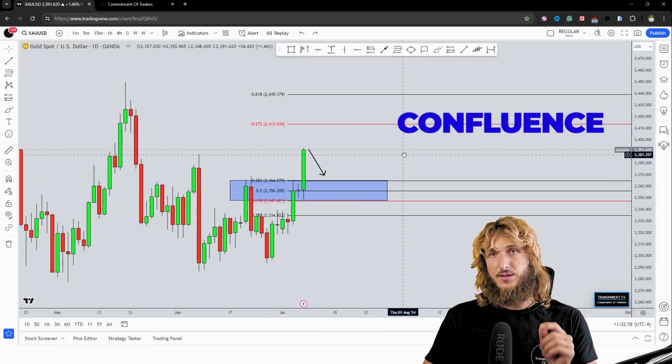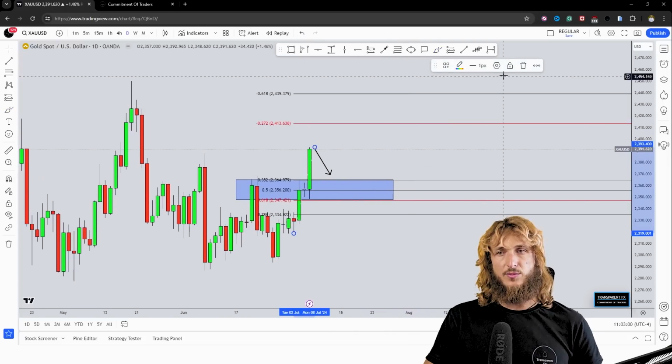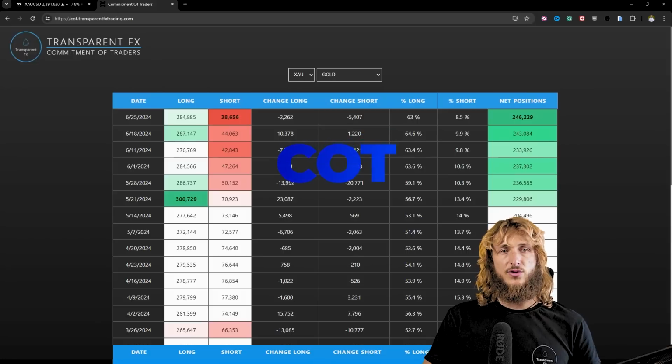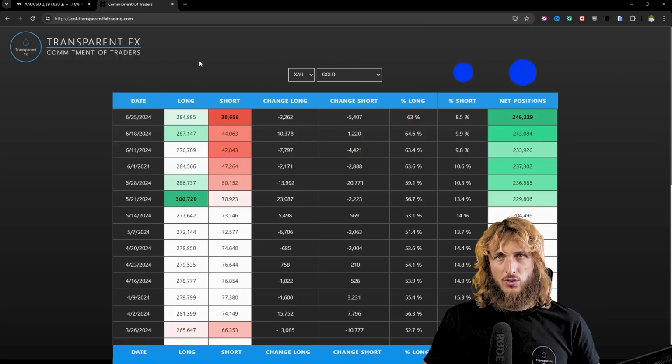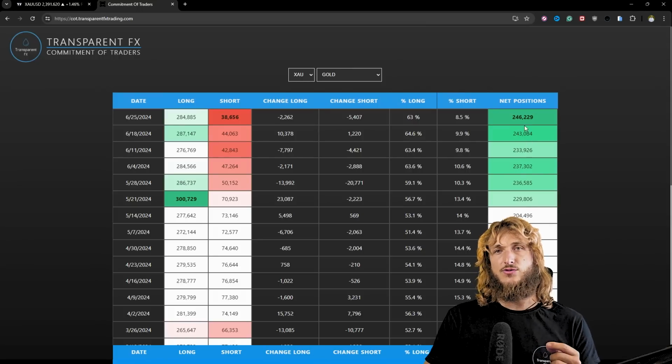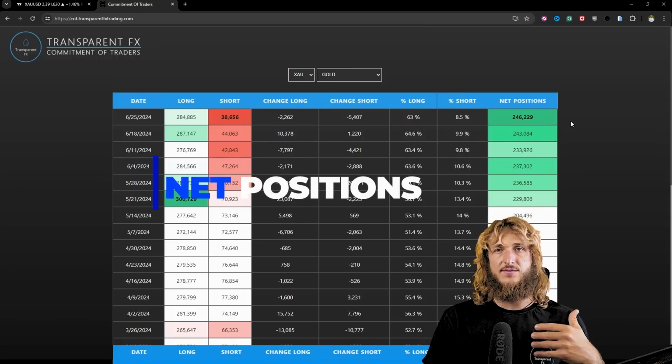Now, before we dig deeper into what we have here from a technical perspective, first, let's go and see what we have when it comes to the commitment of traders. So what hedge funds and the big players in the market are doing on gold. And what we can see here is that with the last reports, net positions have been massively increased.